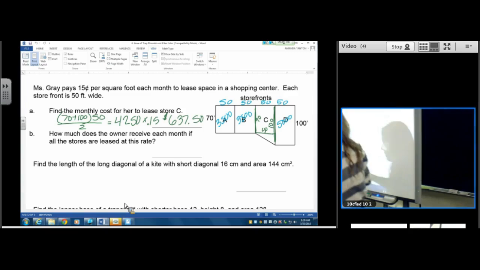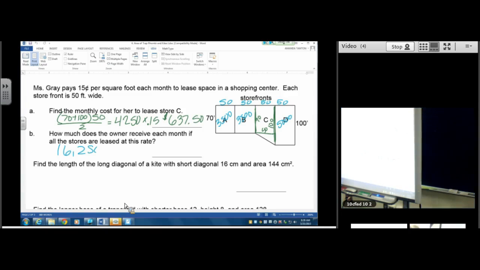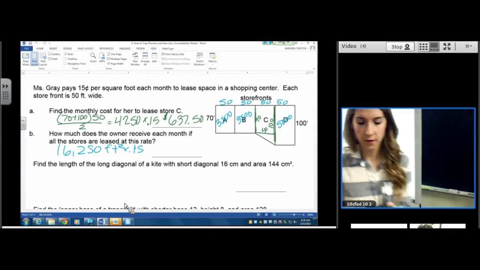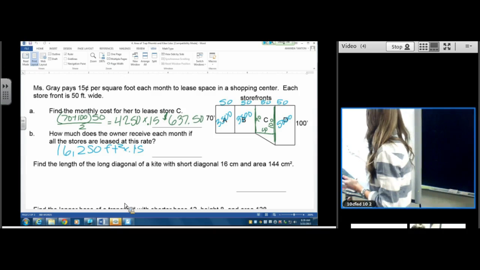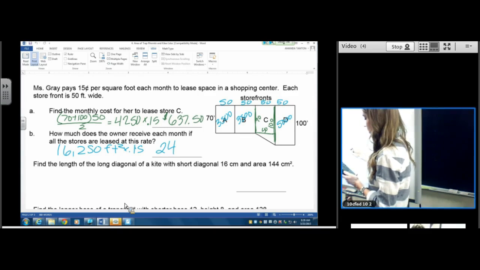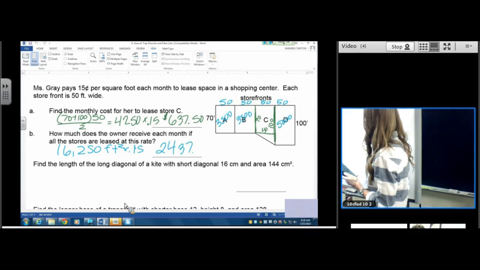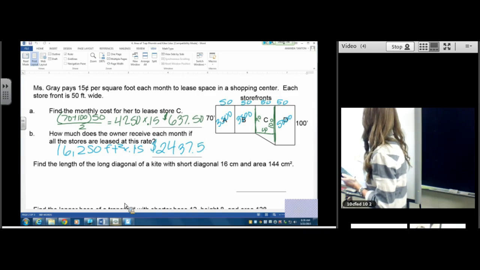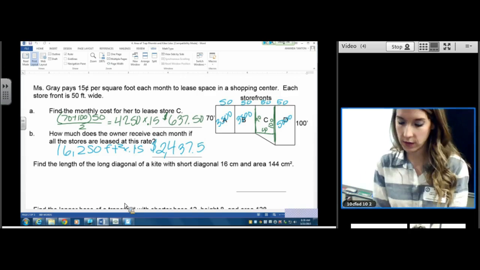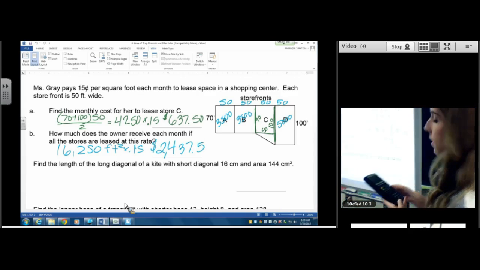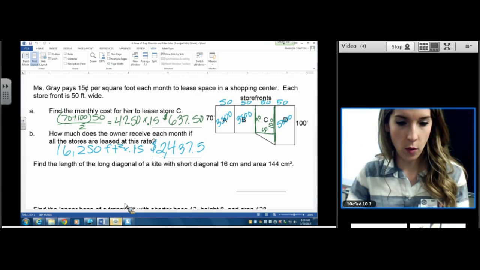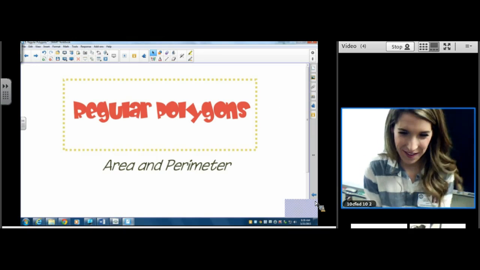We get 16,250 square feet, and then we're going to multiply that by the going rate, which is 15 cents per square foot, and so that person's going to make $2,437.50 per month for leasing those out. Okay, any other things from the homework? You could live off of that.